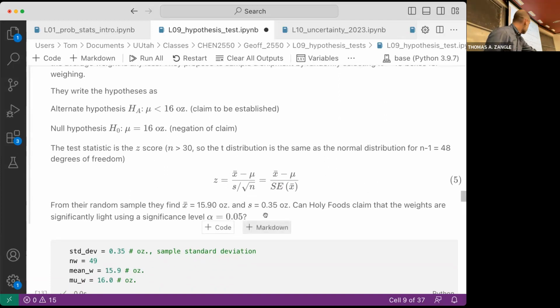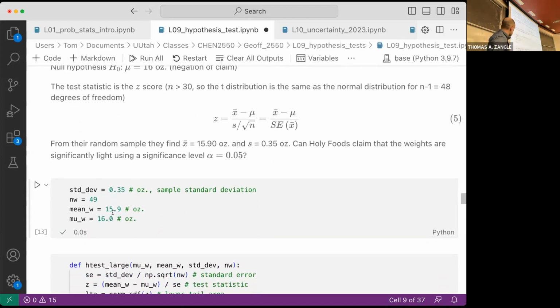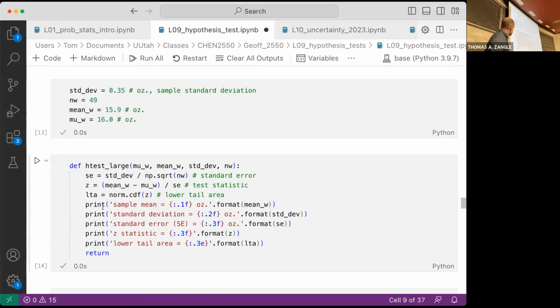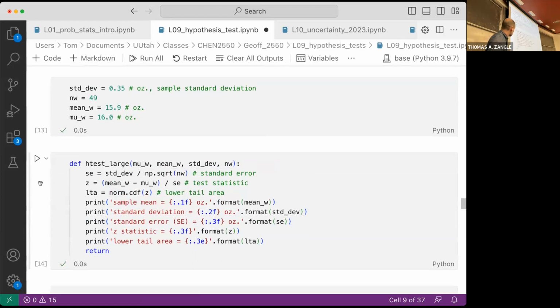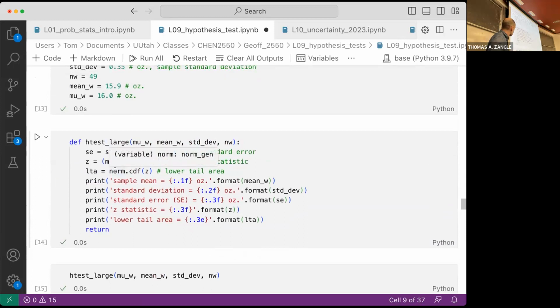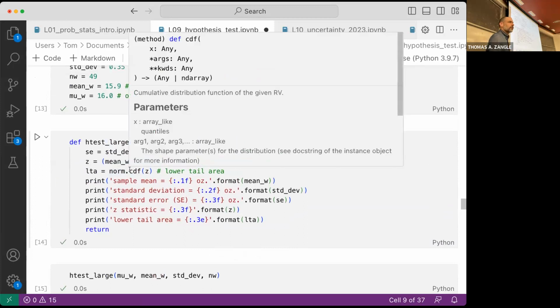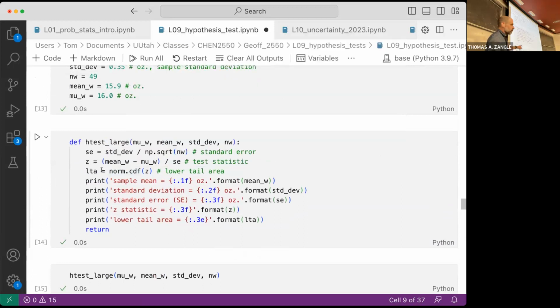So let's say in our testing, we find that the sample mean is 15.9. The sample standard deviation is 0.35. So can this company that's trying to evaluate these cereal boxes claim that the weights are significantly light using a significance level alpha of 0.05? So again, we're going to put in our observed results, compute our z statistic for those observed results, and in this case, we're just finding the area. So we're finding the p-value that corresponds to that observed z statistic.